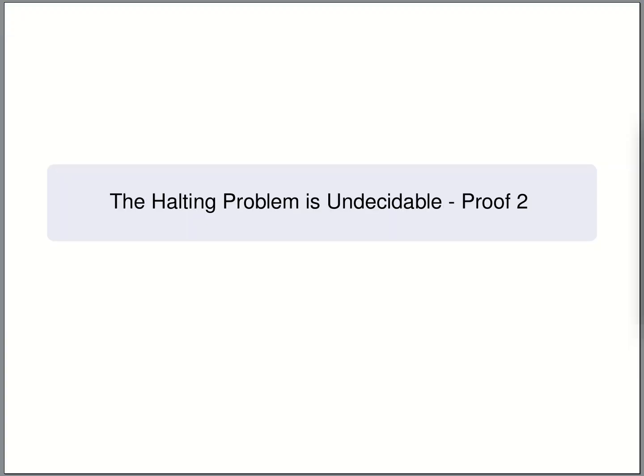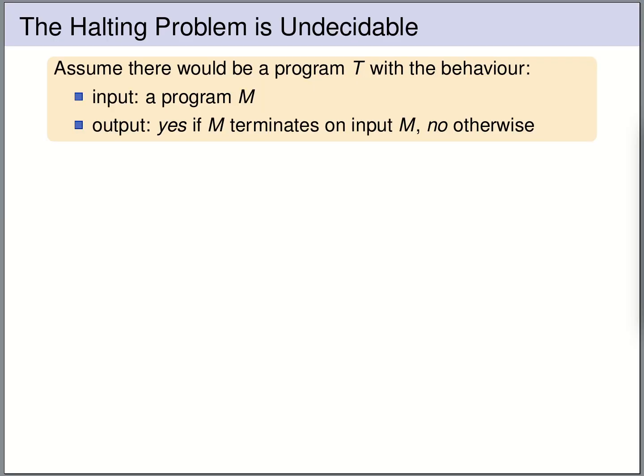Let's have a look at a slightly different proof of undecidability of the halting problem. The second proof that we are going to look at uses transformations of programs. Assume that the halting problem would be decidable. So there exists a program that takes as input a program and an input, and it decides whether the program terminates when given this input.